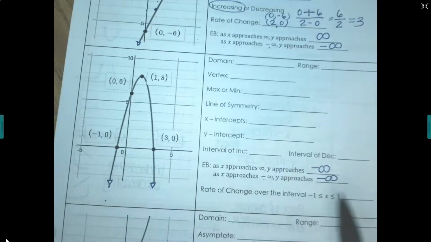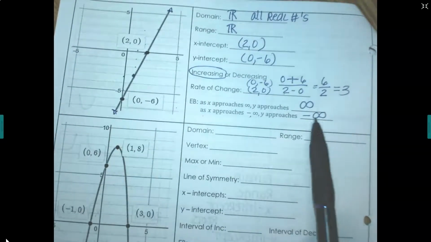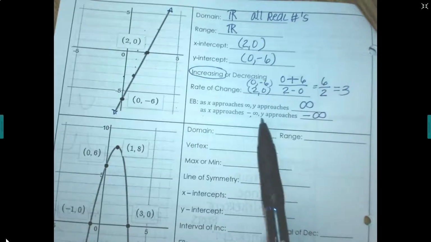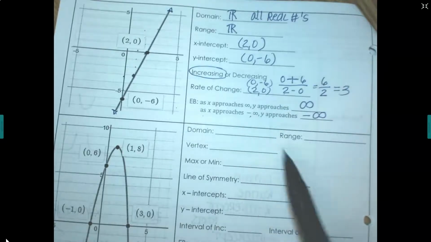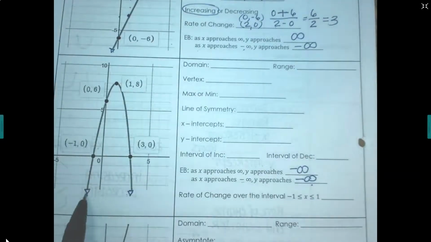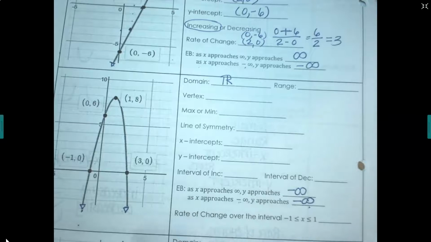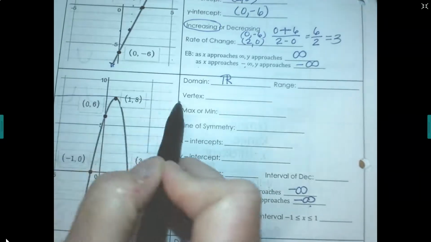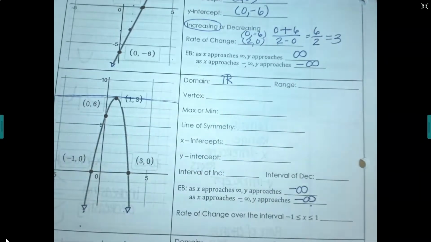These are pointing in the same direction, so these say the same thing. These were pointing in opposite directions, so they say the opposite of each other. You just have to identify left and right. Okay, let's go back to our quadratic. Our domain here, it's never going to stop left to right because of the arrows, so we've got all real numbers.